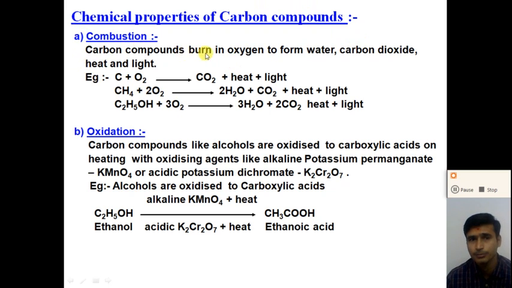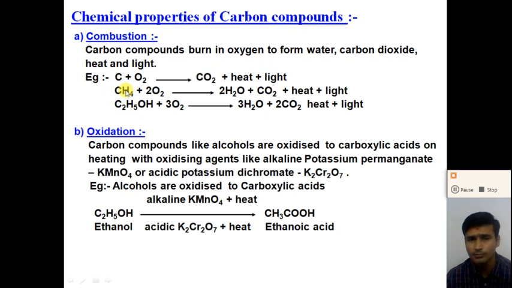Carbon compounds burn in oxygen to form water, carbon dioxide, heat and light, right? So if the carbon compounds burn in the presence of oxygen, they form carbon dioxide, water, heat and light. For example, a single carbon atom burns in the presence of oxygen O2 and gives carbon dioxide CO2 plus heat plus light, right?